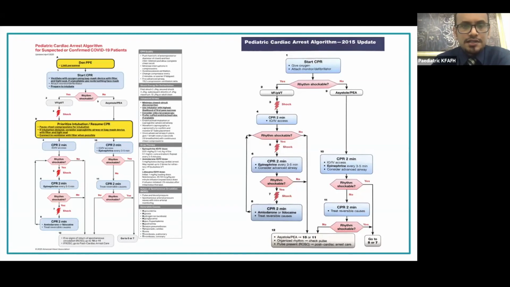For the PALS guidelines, it is available in yellow color. It is the same as before, but they added: always first don your PPE and limit the personnel inside the room during the resuscitation before you start. Then we proceed with the same algorithm for the CPR during the arrest. And once we have the intubation ready by the most experienced person with full PPE, it should have priority even before the shock. So you should pause the chest compression for intubation.